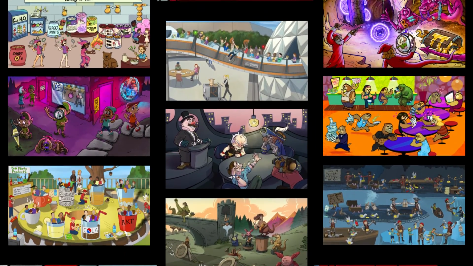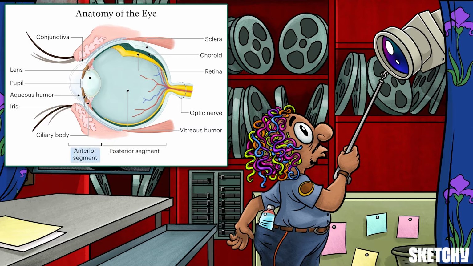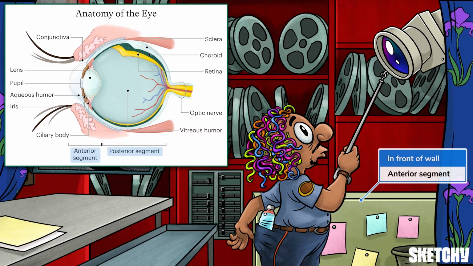Now let's get to it. Now we've got the key structures covered, but we can also describe the eye in terms of segments. A small anterior segment and a much larger posterior segment. This wall projecting from under the camera lens will act as our dividing line.